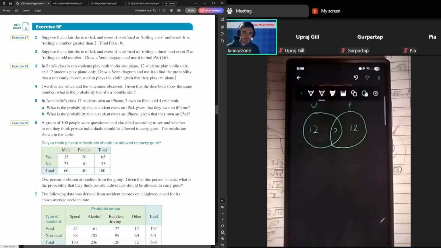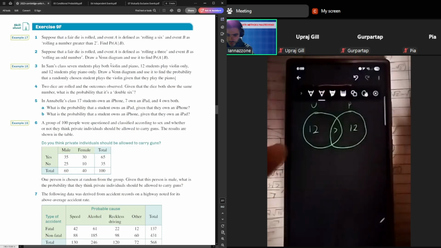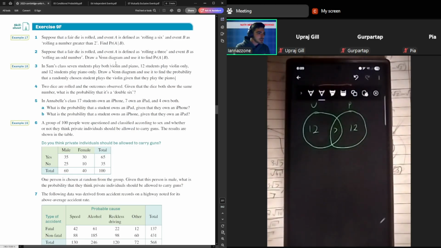Any luck with that modification? 7 over 19? Yeah, there we go. 7 over 19. So for everyone else, I'll do a run through. It was question 3. So 12 play violin only, 12 play piano only. That's where those two 12s on the Venn diagram came from. And then this one here, 7 students play both.